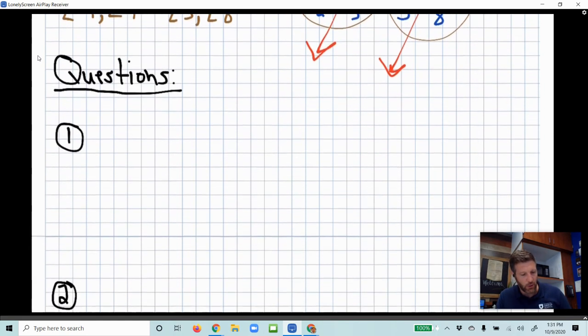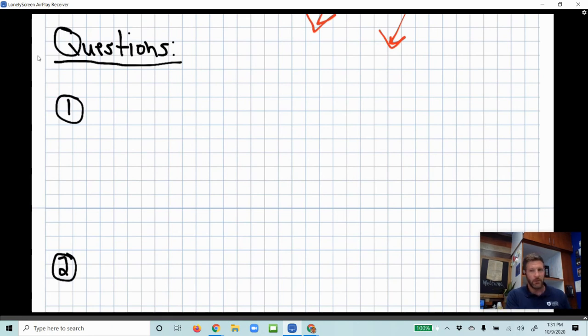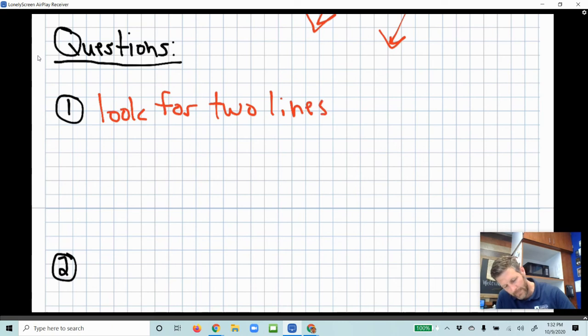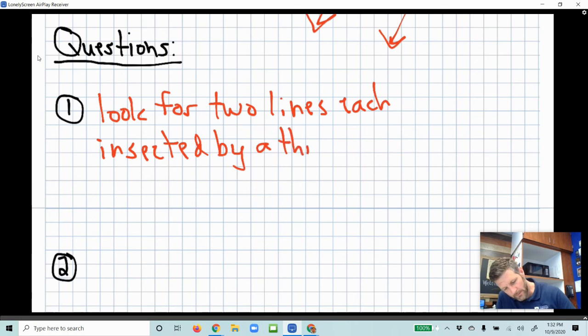Okay, so let's go ahead and get to the questions. I'm going to pull them up real quick. There's only 2. We're almost done. Questions 1 and 2: how do you identify a transversal? You just look for two lines, each intersected by a third line. So kind of just putting the definition there.